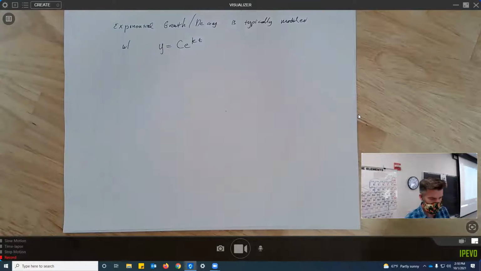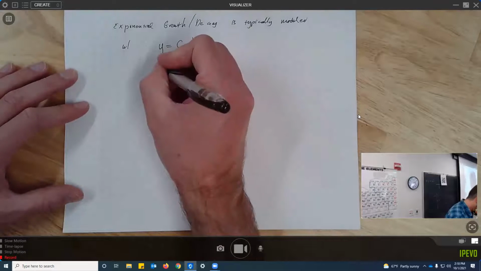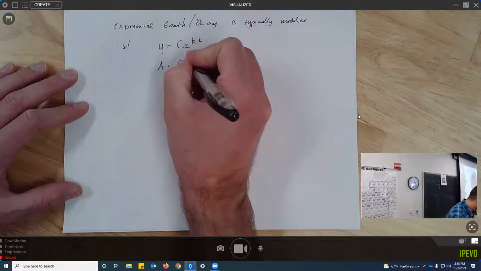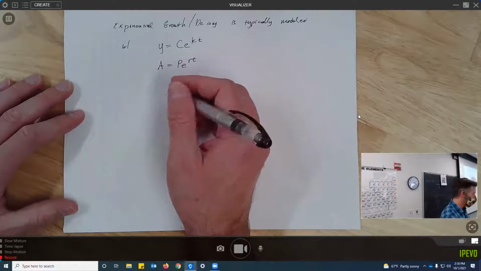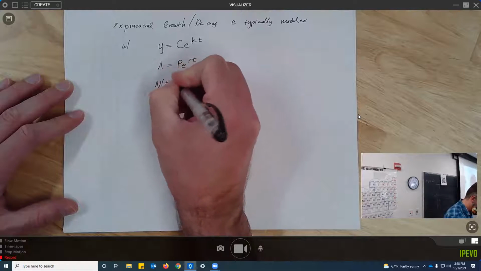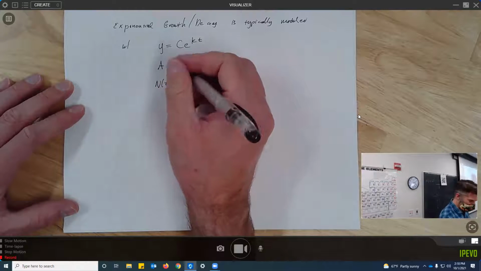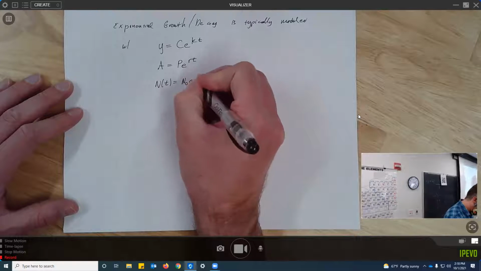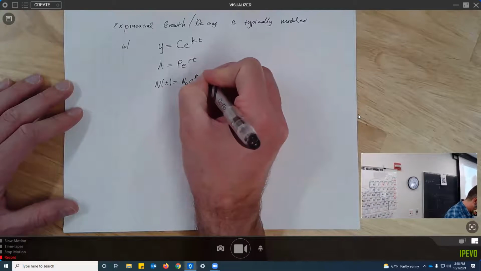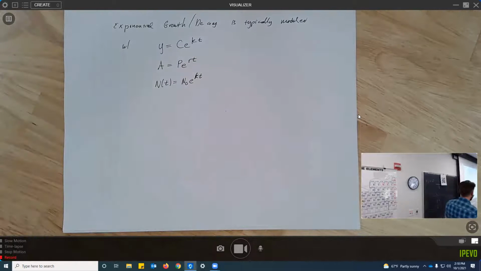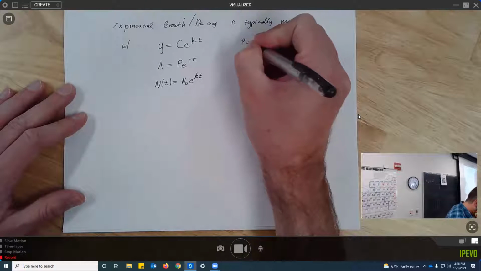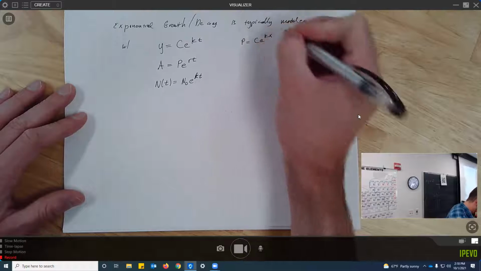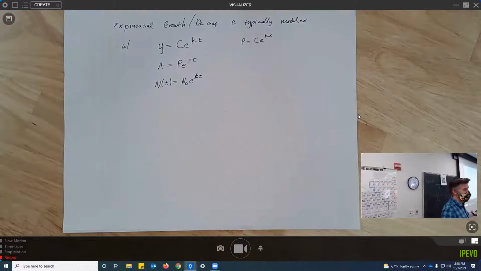Now, there are lots of different ways of writing this. You might have seen it written as A equals P e to the rt if you're talking about money having interest compounded continuously. Or you might see someone write it as N of t equals N naught e to the kt. It doesn't matter what you're calling those constants. Or you might even have P equals c e to the kx. These are all ways of writing the same thing.